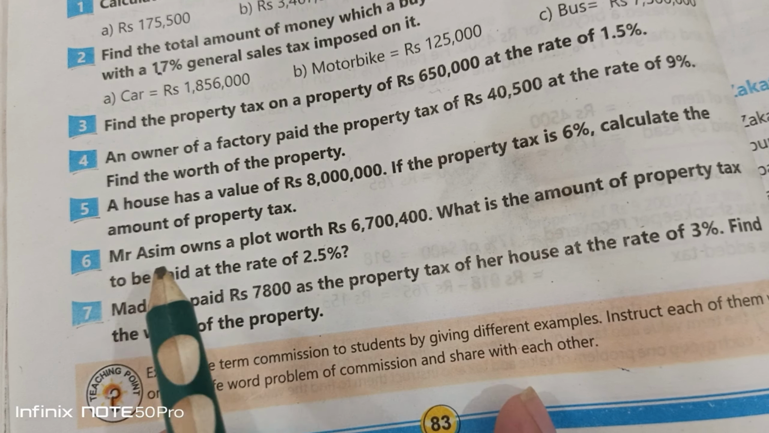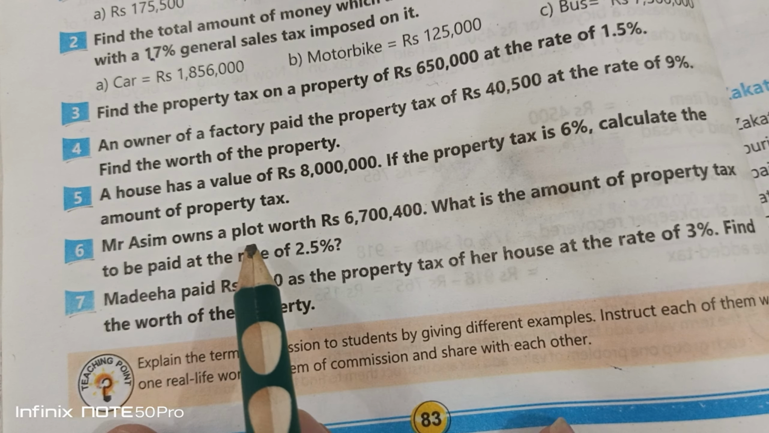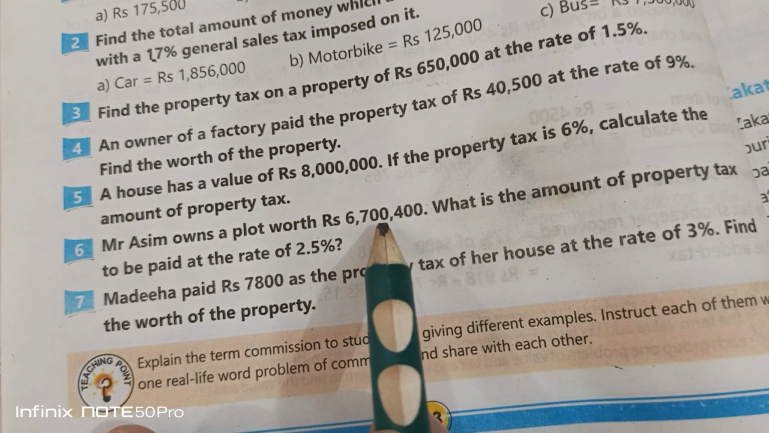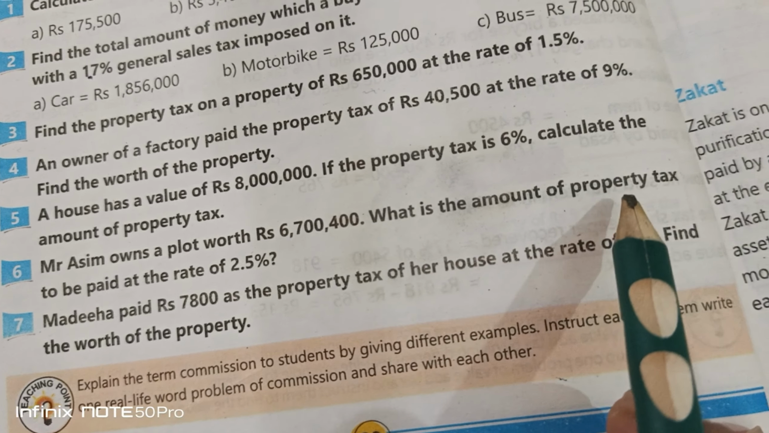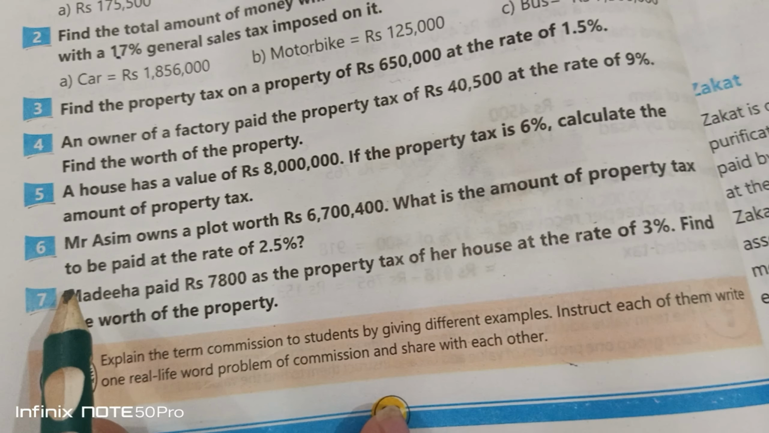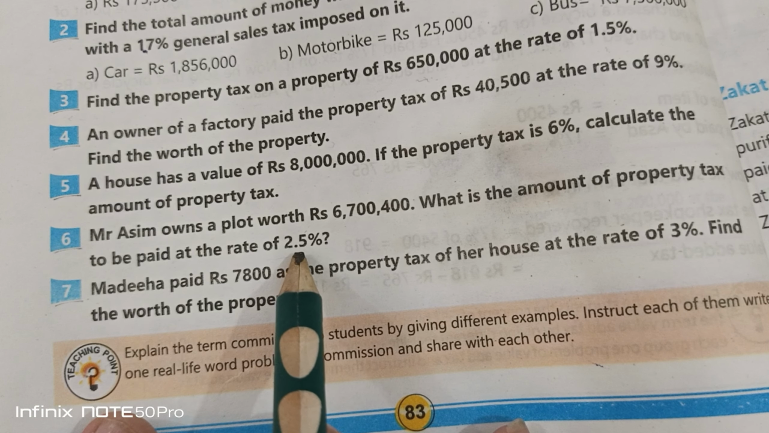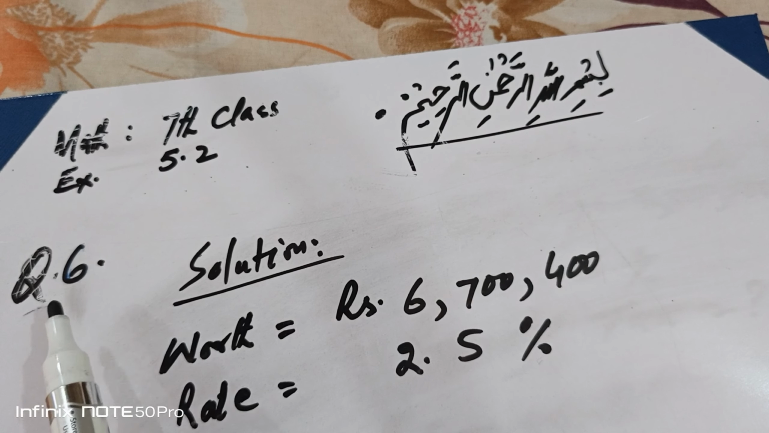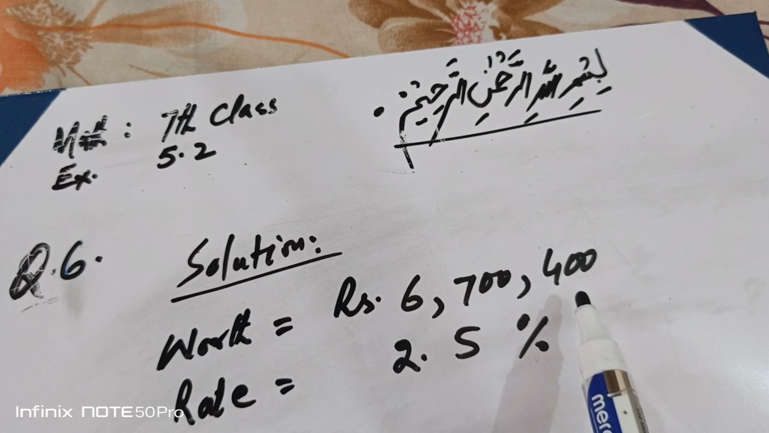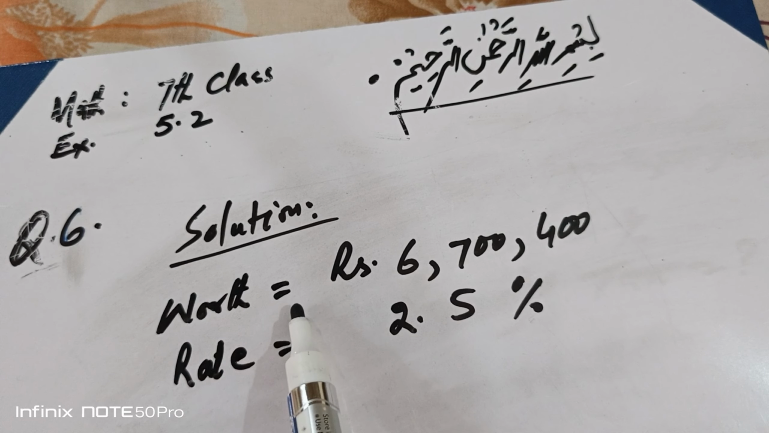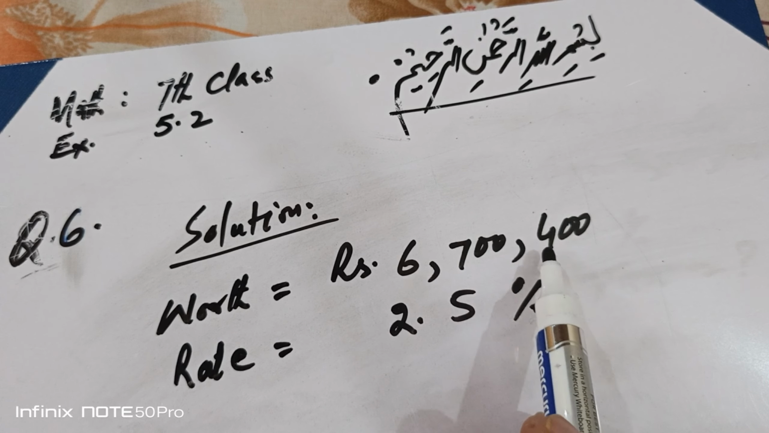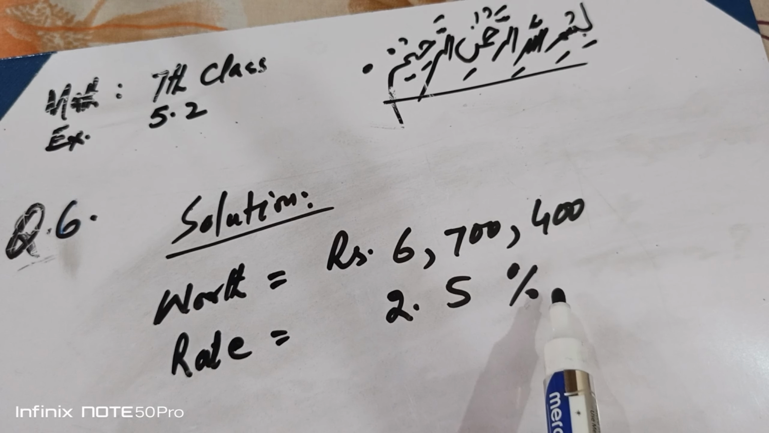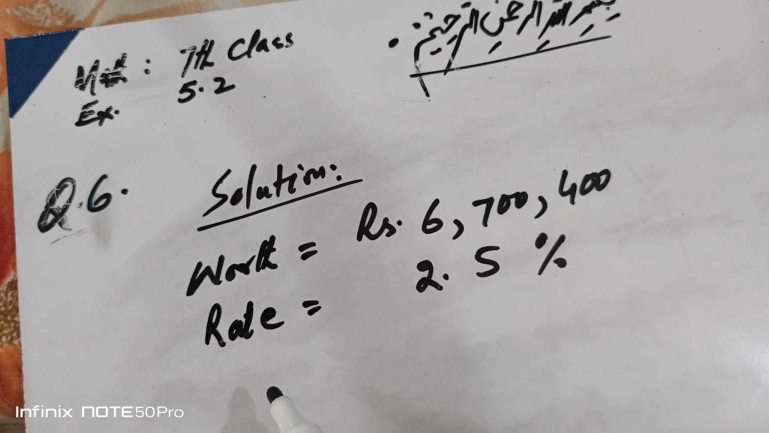Moving towards question number 6. Mr. Assam owns a plot worth rupees 6,700,040. What is the amount of the property tax to be paid at the rate of 2.5%? Moving towards its solution. I have already written the data of this question, and you can see the worth is rupees 6,700,400, and the rate of tax is 2.5%. We have to find the property tax.